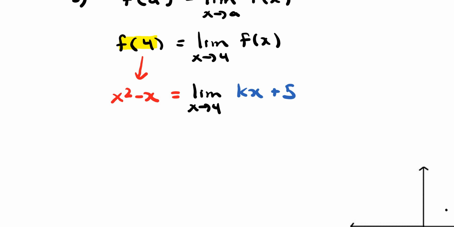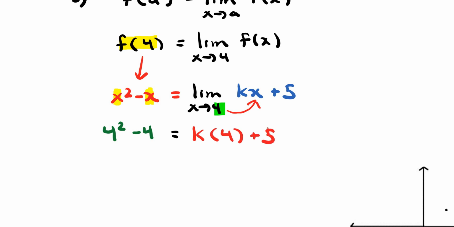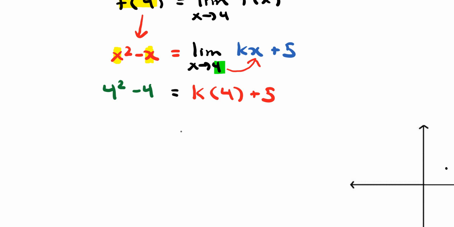Okay, so all we do now is plug in 4 for the x values here. So this will be 4 squared minus 4, and this will equal the limit as x approaches 4. Actually, instead of doing that, let's just go ahead and solve the limit problem here, because if I have a 4 here, all we do is plug that in, and we get k times 4 plus 5. Okay, now we have enough information to solve for k here, so this will be 16 minus 4. This will be 4k plus 5.